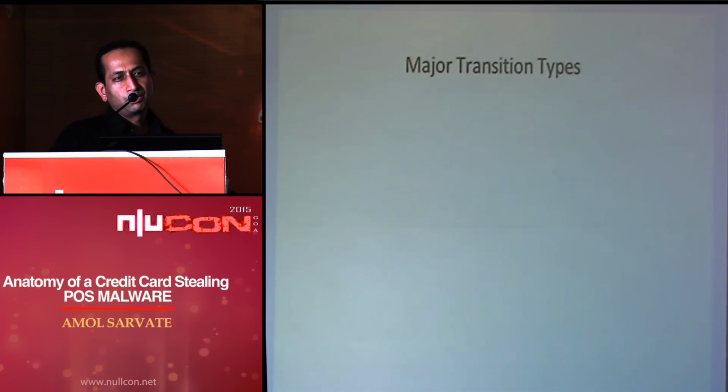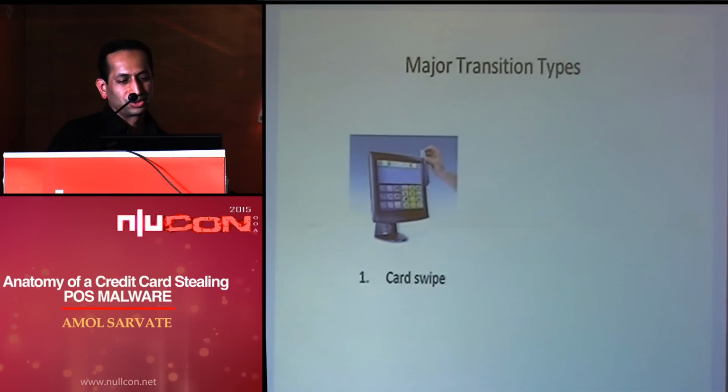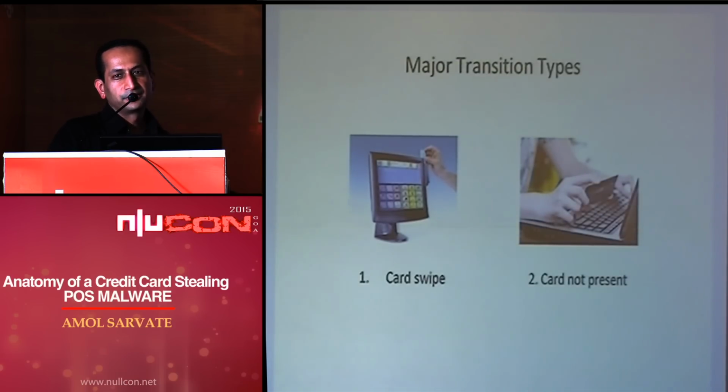So now let's look at some of the major transaction types. There are 2 transaction types. One is the card swipe, when you hand over your card to the cashier, and the cashier swipes the card for you. And second is if you buy something online. Let's say you buy something at Amazon.com or Amazon.in. At that time, at your home, you don't have a card reader, but you still want to purchase something using a credit card. That is called a card not present transaction.